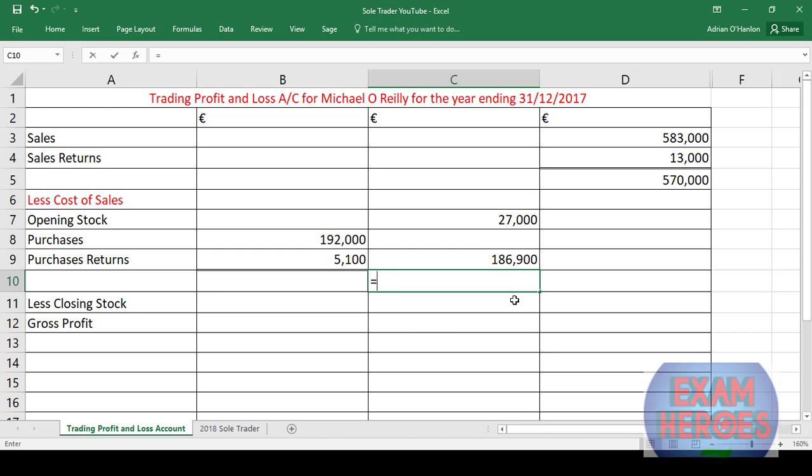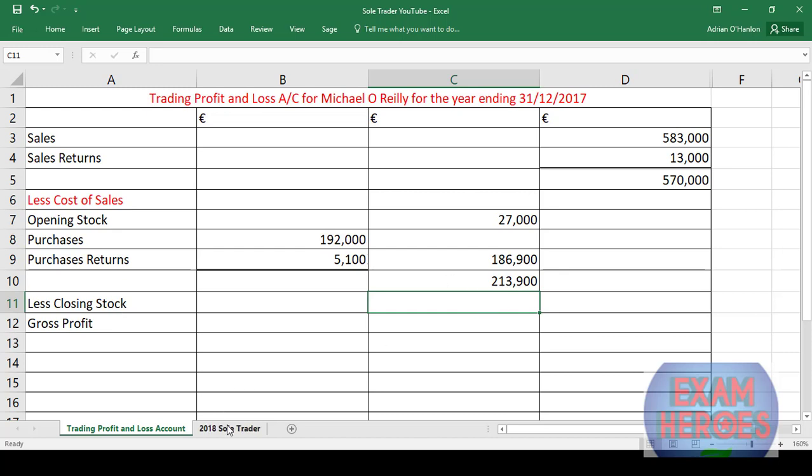So if I add these two together, that'll give me 213,900. I have to take away my closing stock. Now it's a good idea always that when you put down closing stock, put less closing stock. The reason being is that over time, if you keep writing less closing stock, you remember, well, less means take away. So it's a good habit to get into.